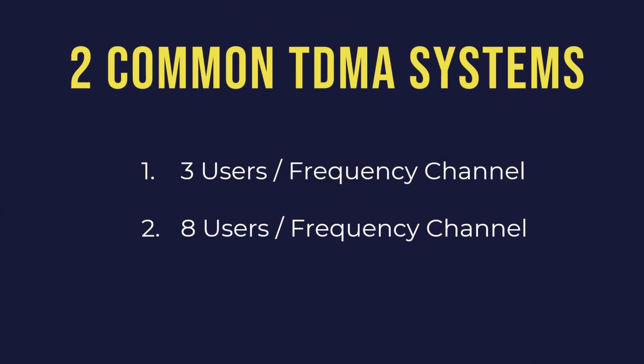There are 2 common TDMA systems in use. The first one has 3 users per frequency channel, and the second one has 8 users per frequency channel.